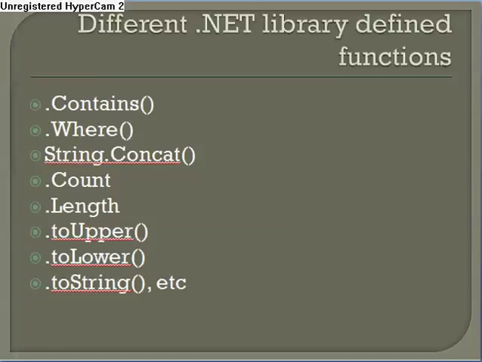Now different .NET library defined functions are contains, string.concat, count, length. Length is, I think, a property, not a function, but ToUpper, ToString, ToLower, these are the functions which you can use. I'm not saying these are the only functions. There are millions of functions or more. What you have to do is you have to surf on Google, and you need to have this list of functions and just have the definition in your mind.